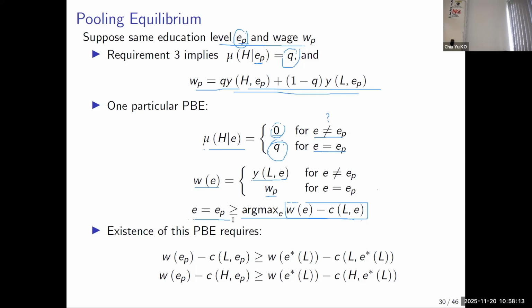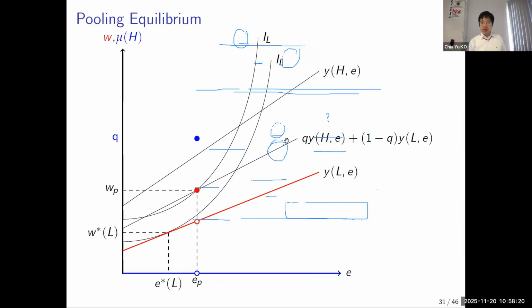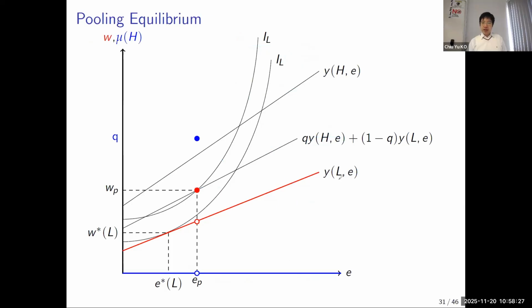So that would be the idea here. Okay. What does that mean? It means the following. Here is the expected productivity, and the wage will be somewhere here. I don't know exactly, but somewhere here. And this is the pooling education, and this is the pooling wage.